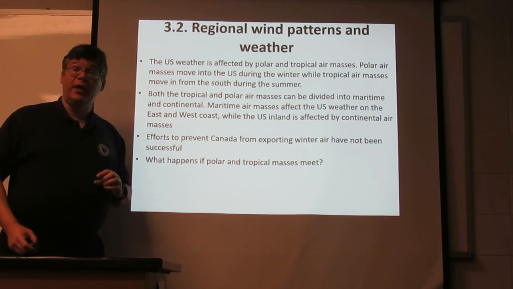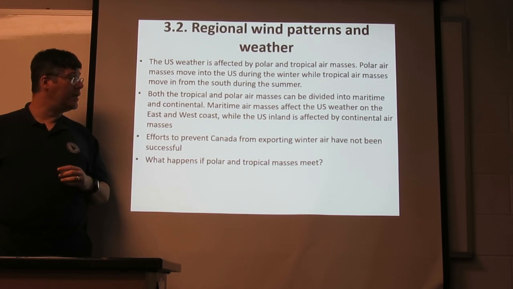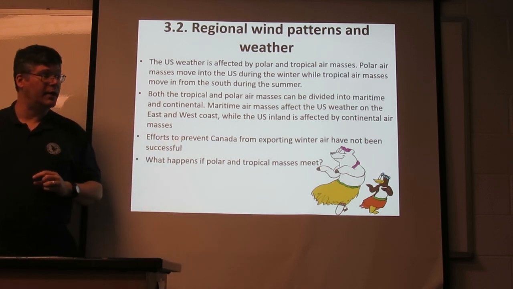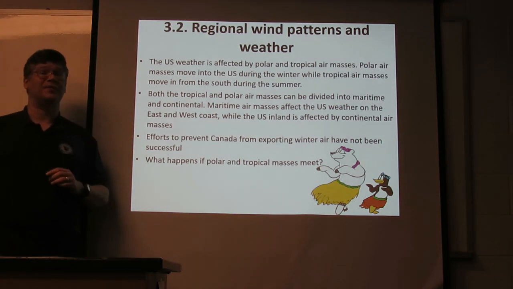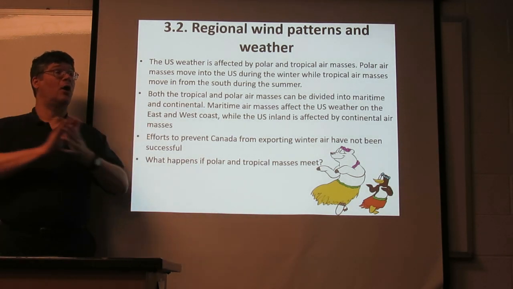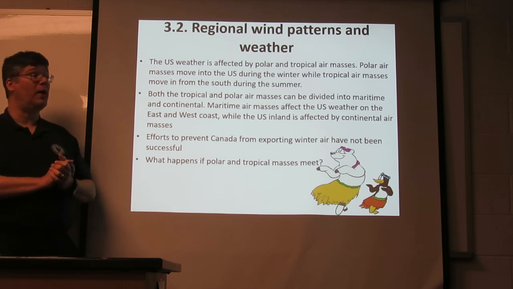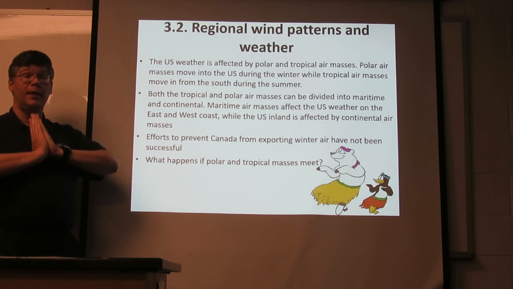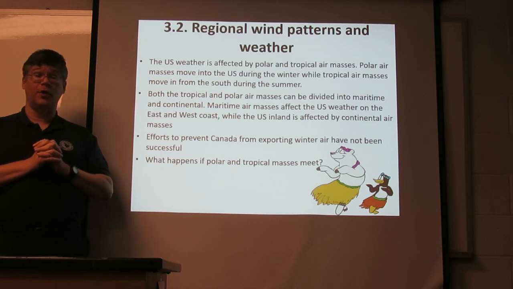What happens if we have polar and tropical air meeting up with each other? Now the picture here suggests polar and tropical getting along well, but that is not true of our air masses. A polar air mass and a tropical air mass are going to be very different from each other, not mixed well, and the boundary, the front between them, is going to be a very sharp boundary. We're likely to see severe weather with that.